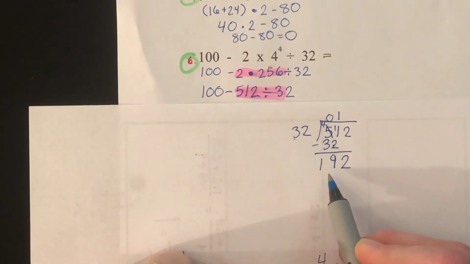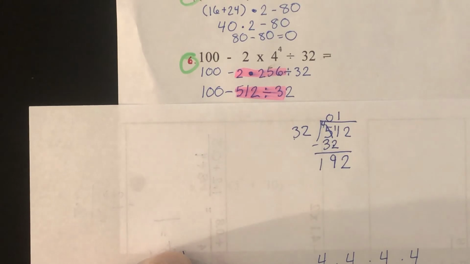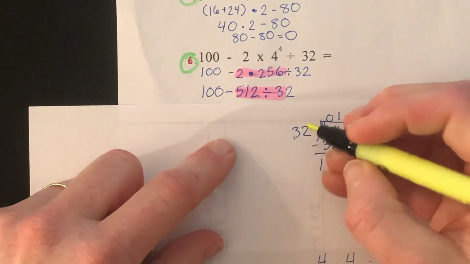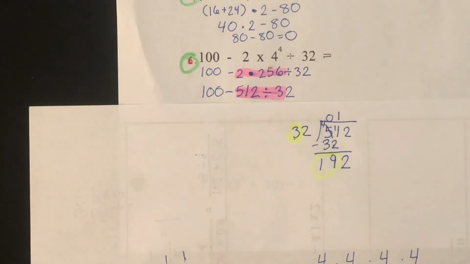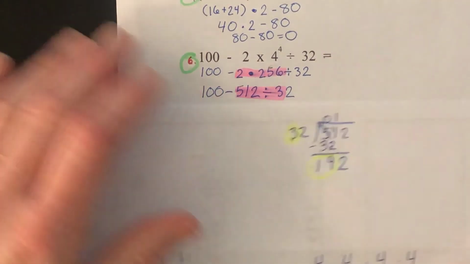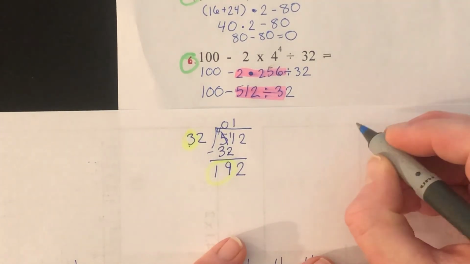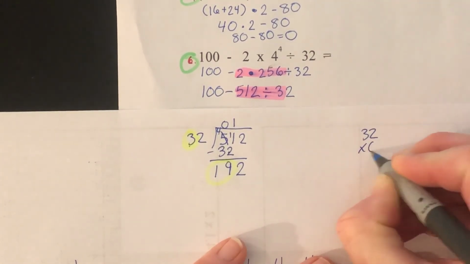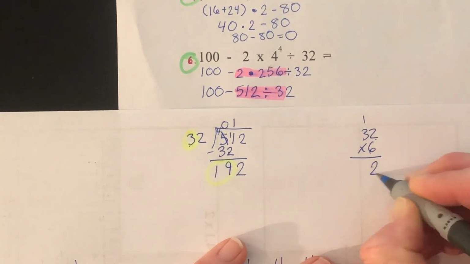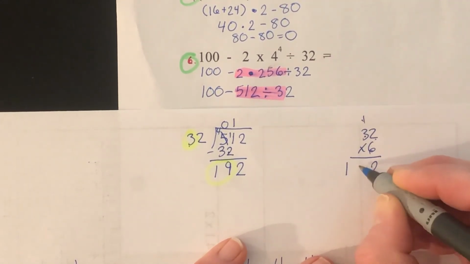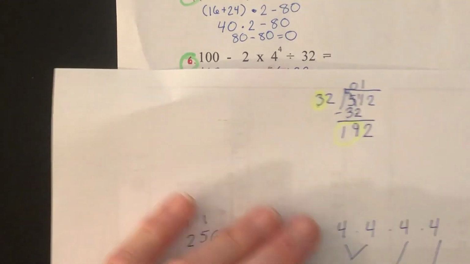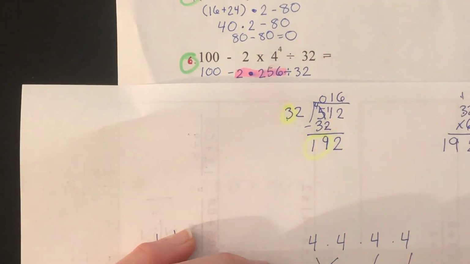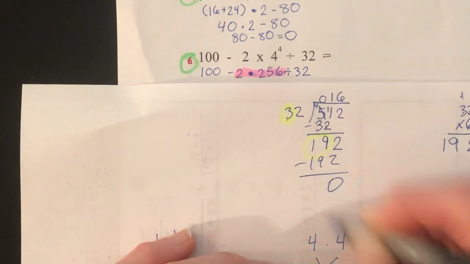Okay, so how many times does 3 go into? I'm just going to look at the front digits. Look at the 3 and the 19. How many times does 3 go into 19? 6 times. Let me try this out. If this isn't the answer, it's going to be close. 32 times 6. 6 times 2 is 12. 6 times 3 is 18, plus 1 is 19. This is it. So it's 6. 32 goes into 192 6 times. You don't have to do this part if you don't want to.